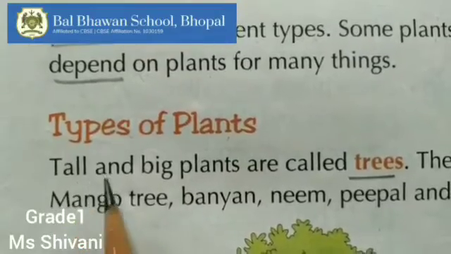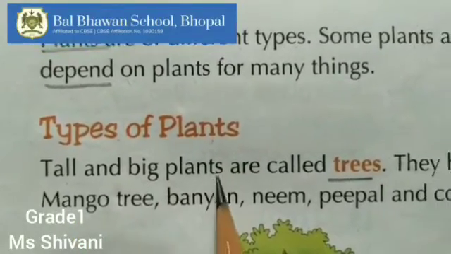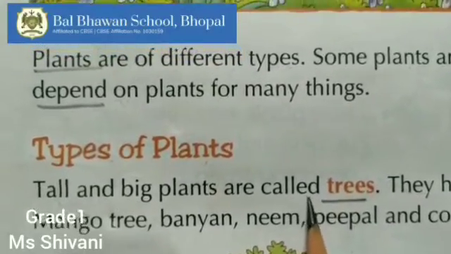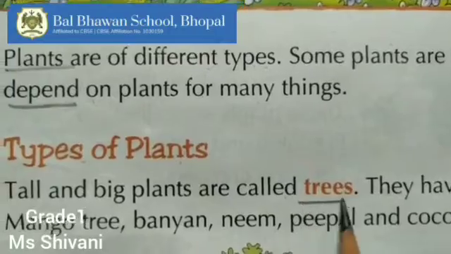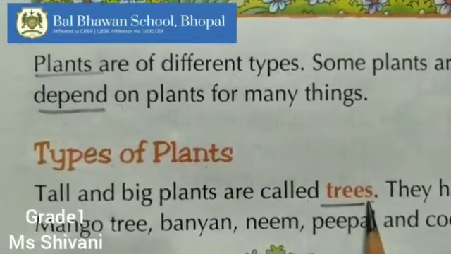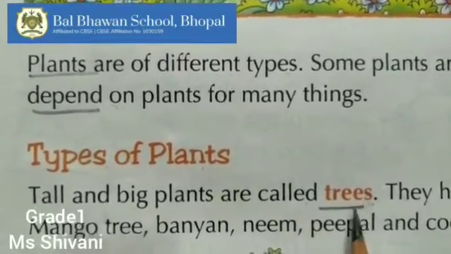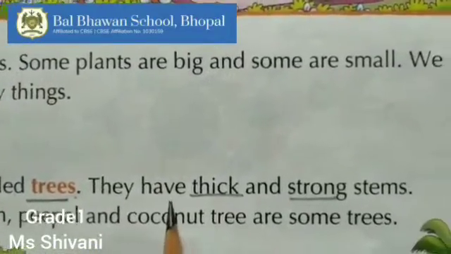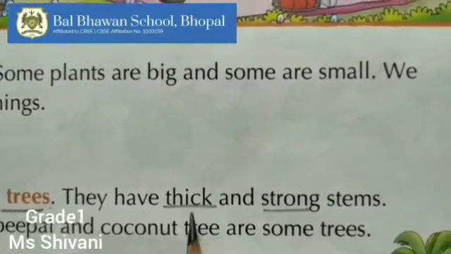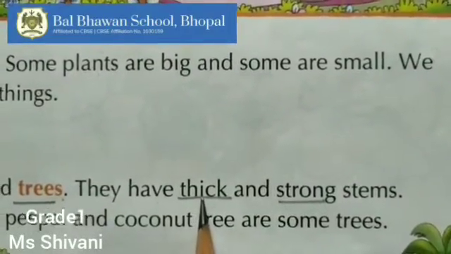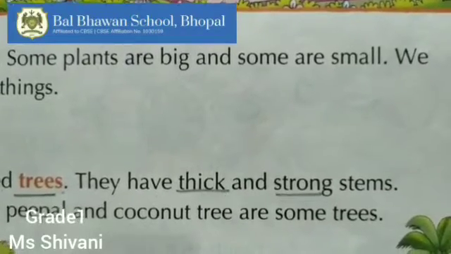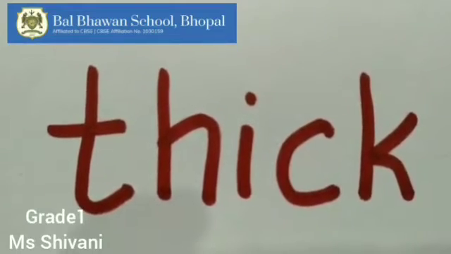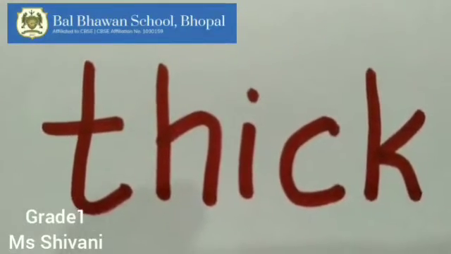Tall and big plants are called, C-A-L-L-E-D, called trees. Big and tall plants are called trees. They have thick, T-H-I-C-K, thick. Means mota, bahut mota.